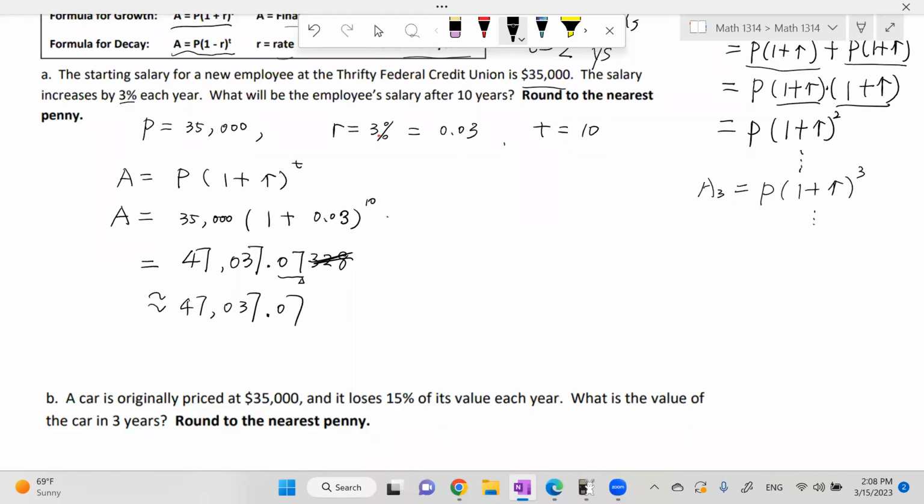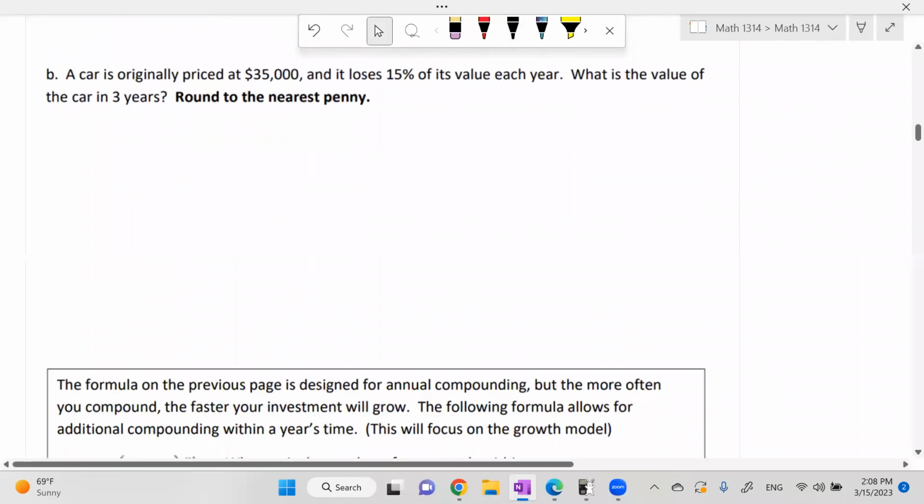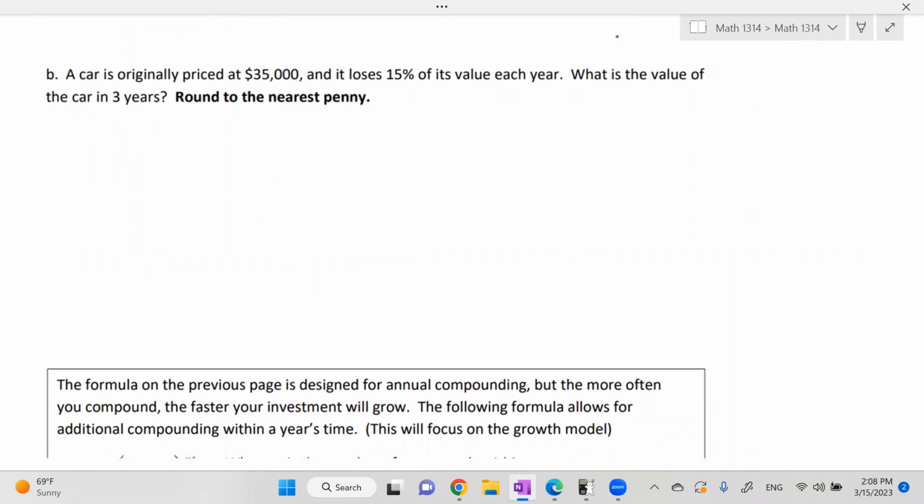All right, we finished this one. Let's see number B. A car is originally priced at 35,000 and it loses 15% of its value each year. What is the value of the car in 3 years? Round to the nearest penny. So let's identify the information. This is the initial amount, or initial principal. That's the P.